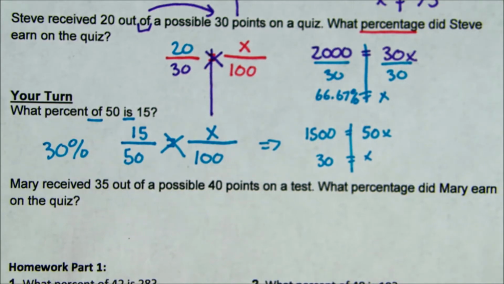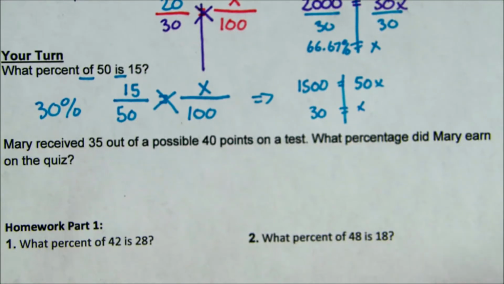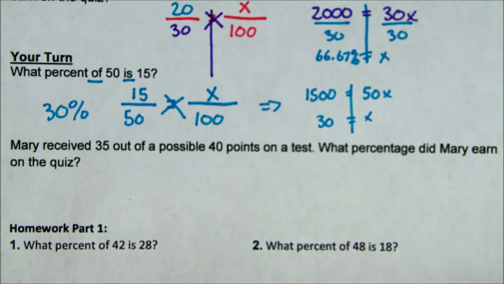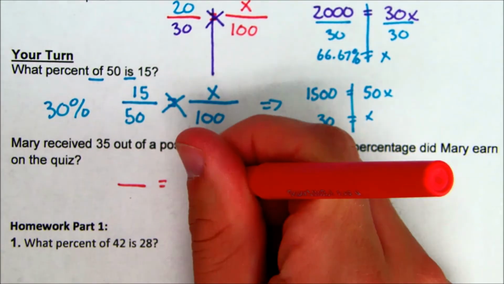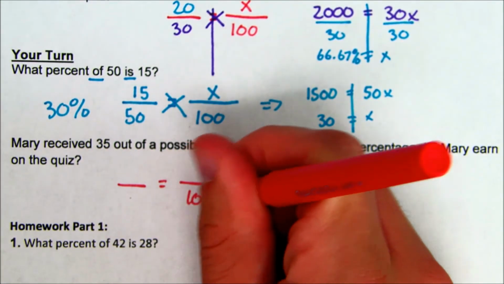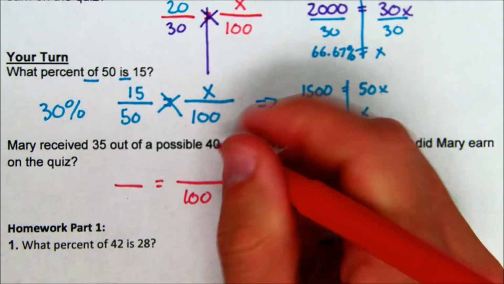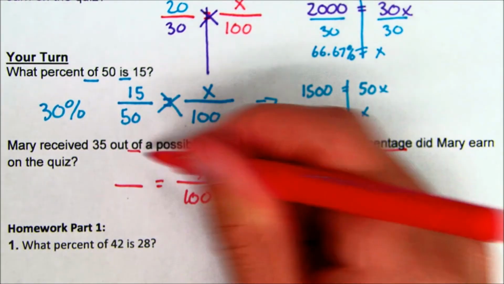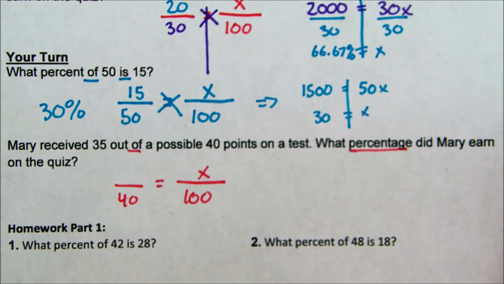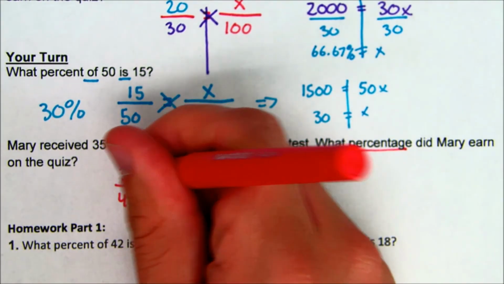Let's try the next one. So Mary received 35 out of possible 40 points on a test. What percentage did she earn? So just like our last example, I set up my proportion. 100 goes here. I'm looking for the percentage, and I know that my whole, my of, is 40. So that means 35 goes up here.